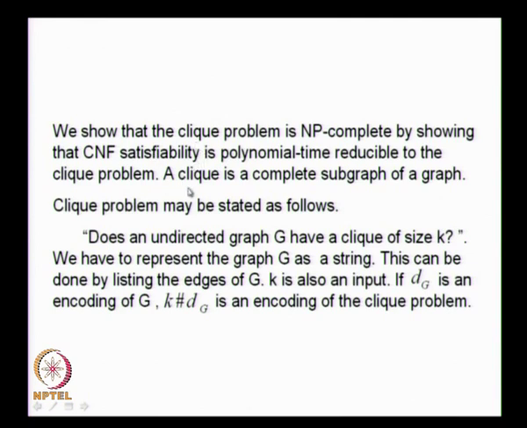Now, what is the clique problem? A clique is a complete subgraph of a graph. The clique problem may be stated like this: does an undirected graph G have a clique of size k? We have to represent the graph G as a string. This can be done by listing the edges of G. K is also an input, where you have to find out whether G has a clique of size K. If DG is an encoding of G, then K hash DG you can take as the encoding of the clique problem.